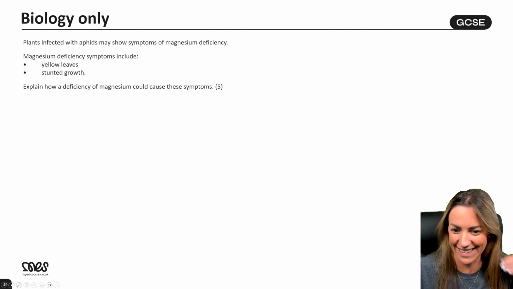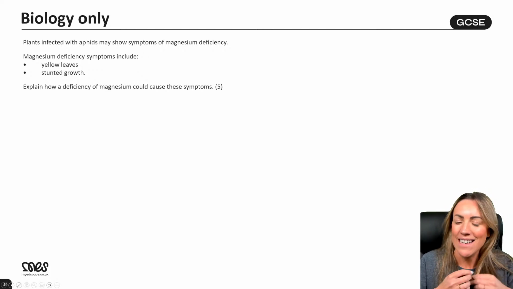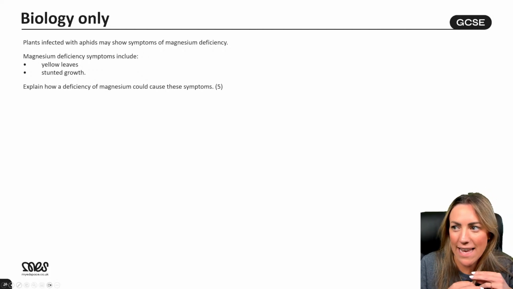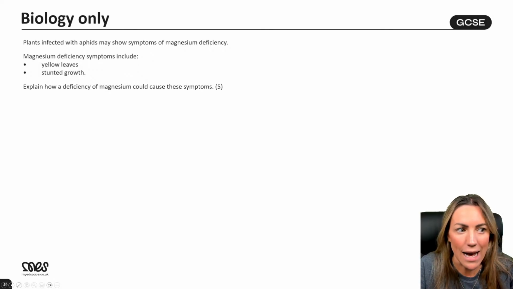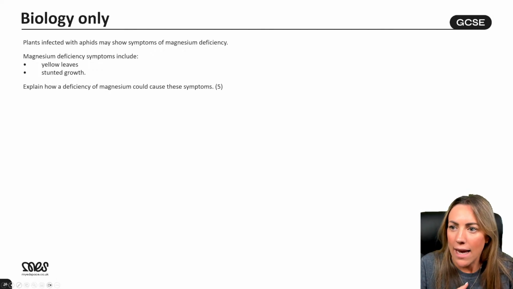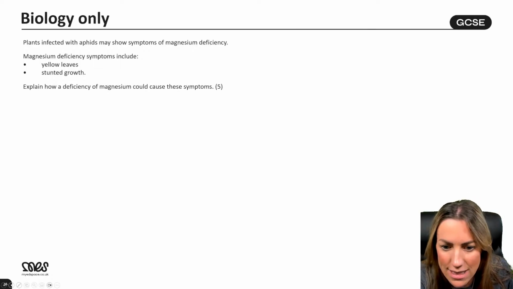Right, plant disease. Plants infected with aphids may show symptoms of magnesium deficiency. Magnesium ions, which they get from the soil, usually by active transport, but that's combined, so we'll leave that now. The symptoms are yellow leaves and stunted growth. Explain how a deficiency of magnesium could cause these symptoms.